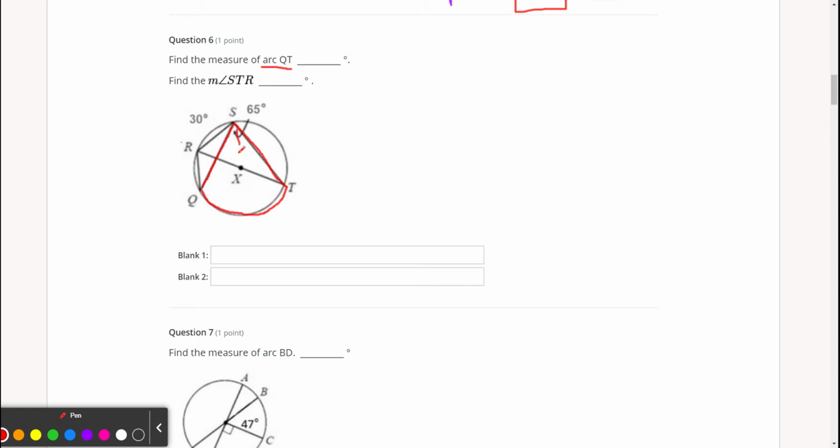So if I go from the small arc or the small angle to the big arc, what do I have to do? 5 times 2. And then the other one is asking the measure of STR. So this angle shines onto what arc? So if I go from the big arc to the small angle, I'm going to divide by 2.